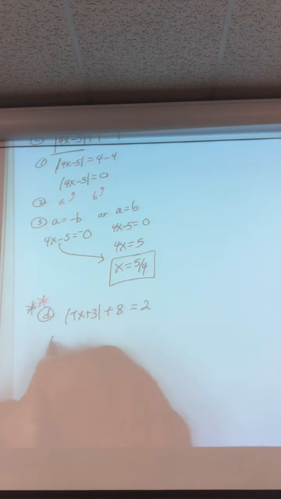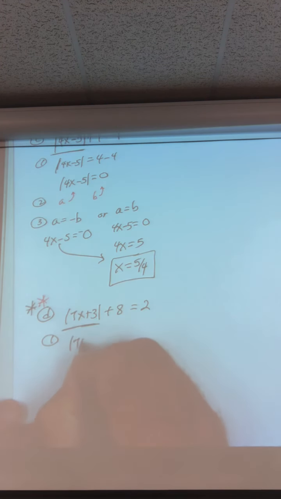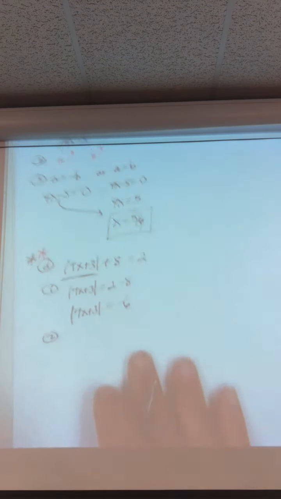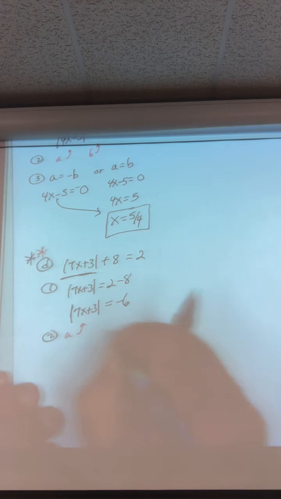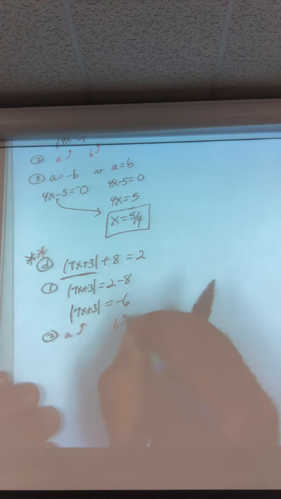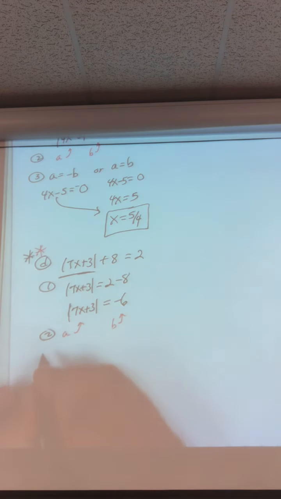Okay, let's go to steps. Step 1. Get the absolute value term by itself. That means subtract the 8 across. Absolute value symbols are still there. Step 2. Identify A, which is what's in here. Identify B, which is there.